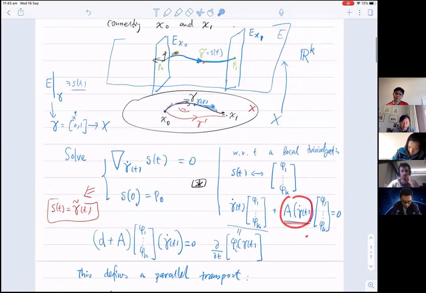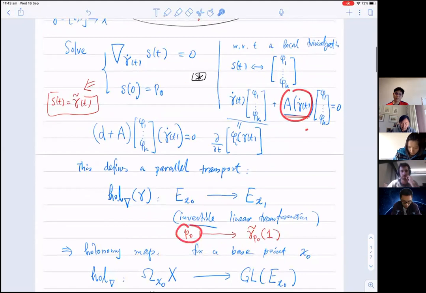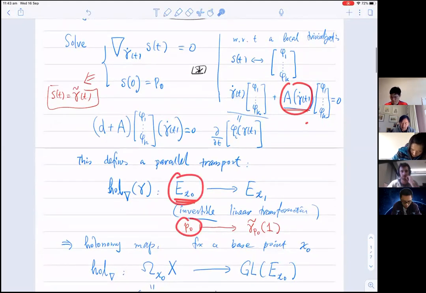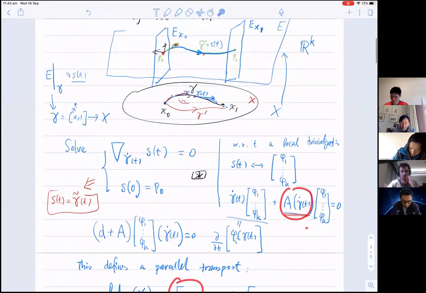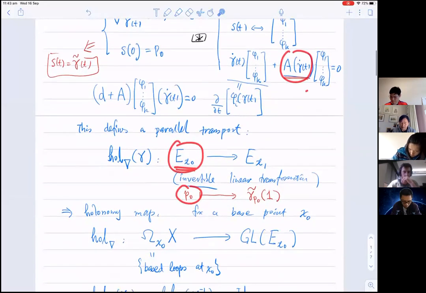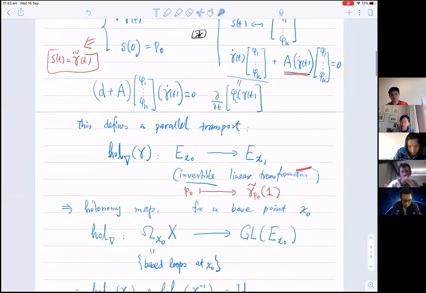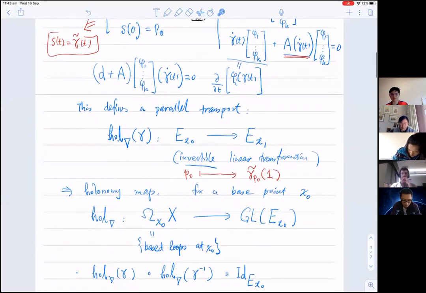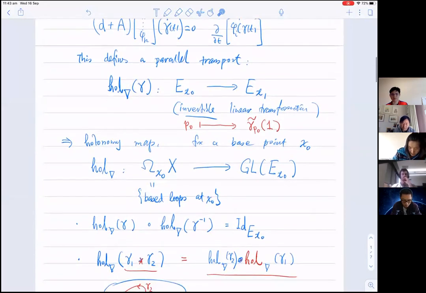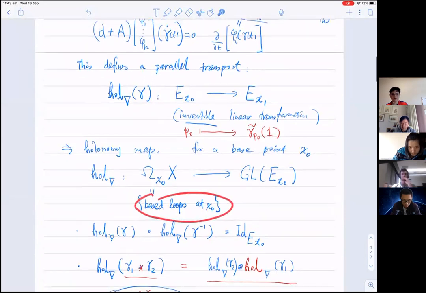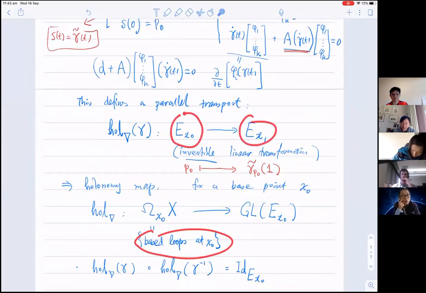So now suppose I have initial value P0 in the fiber, and then solve, you have lifting, then they have a unique solution, and then you look at the endpoint, that gives you parallel transport. I think this note is in the Dropbox in the other folder, subfolder. And then if you have a loop, this will be the same fiber.